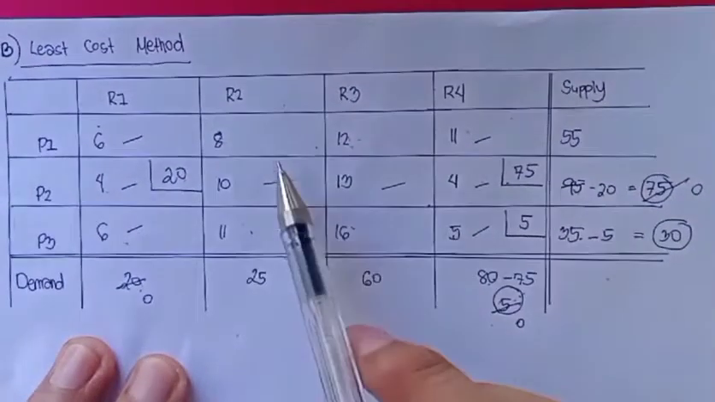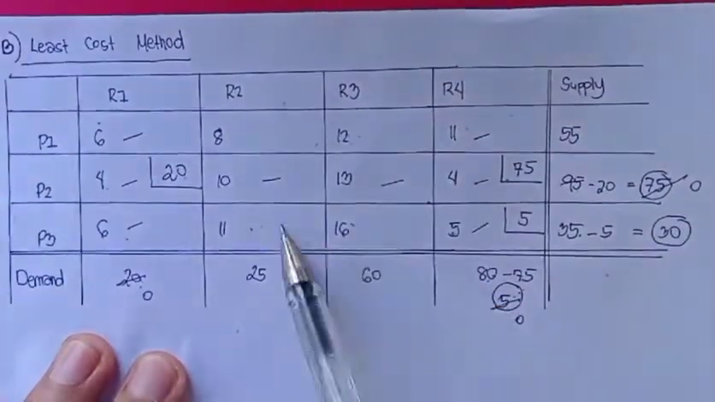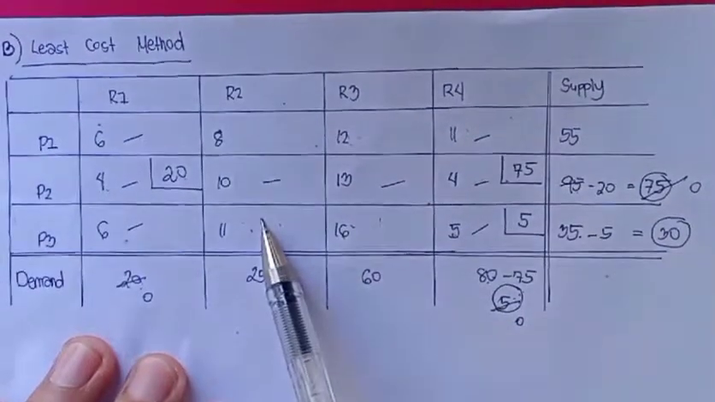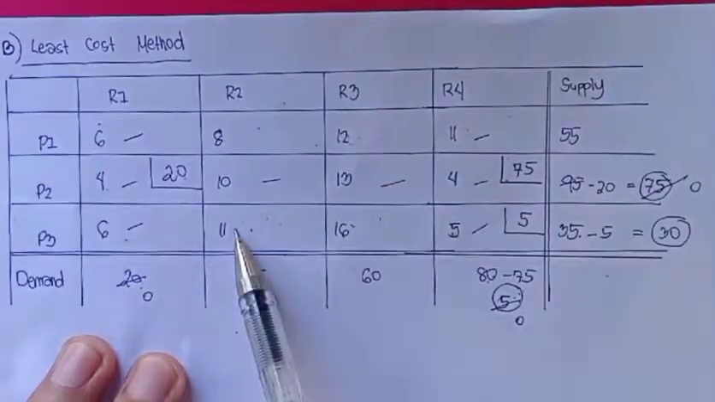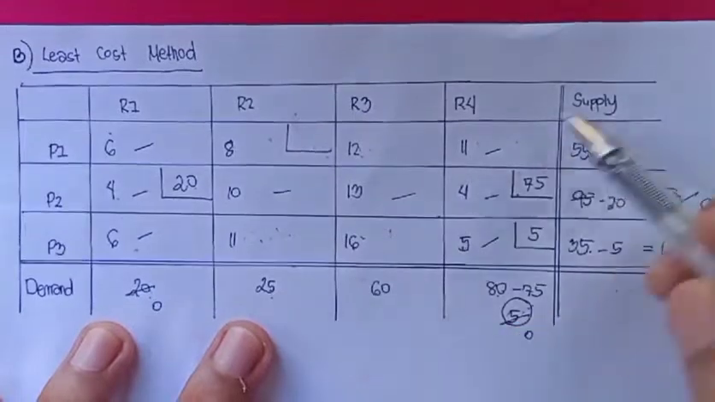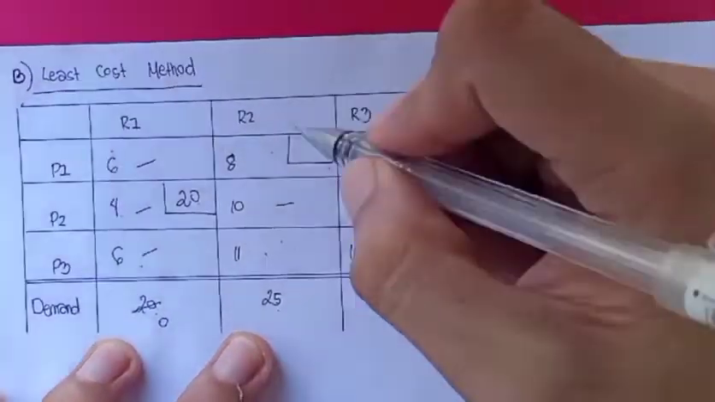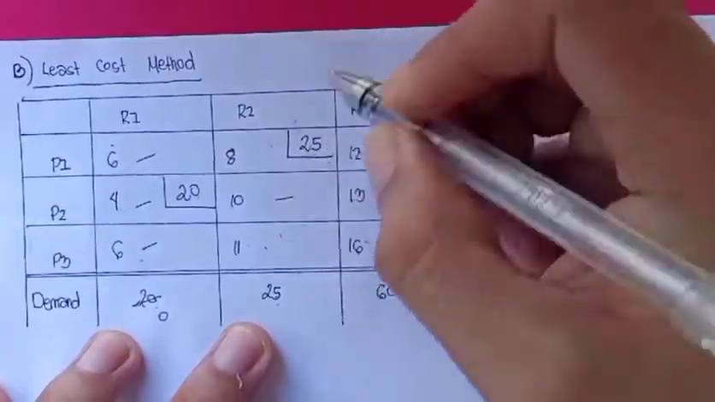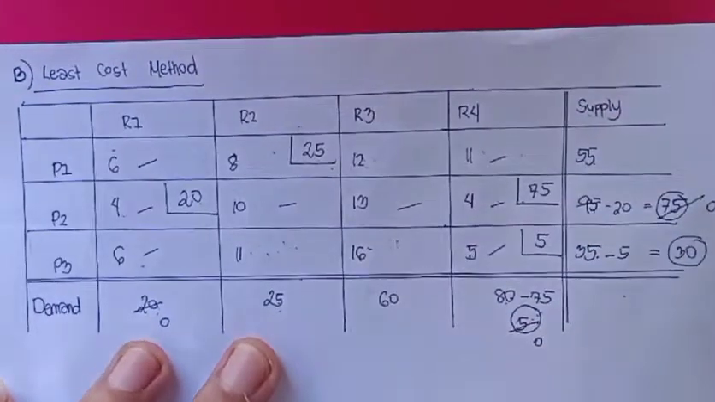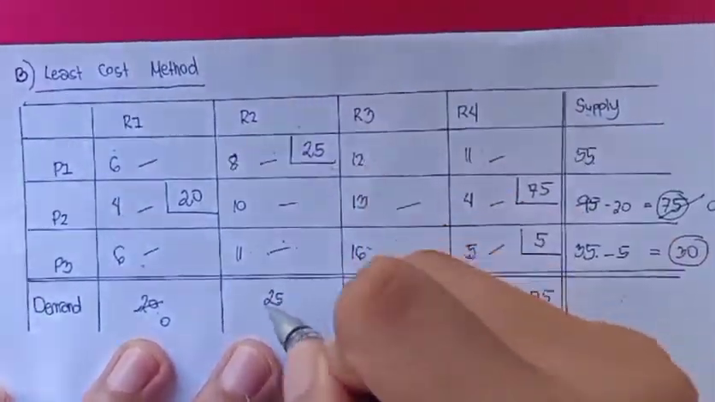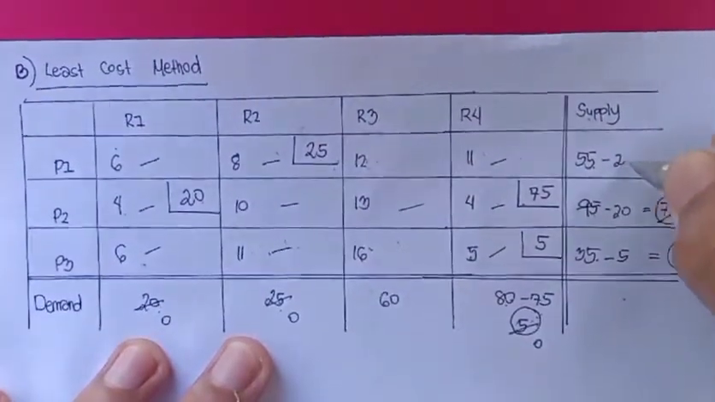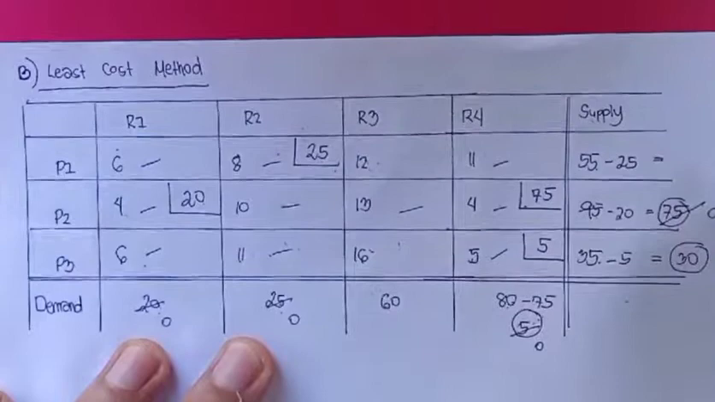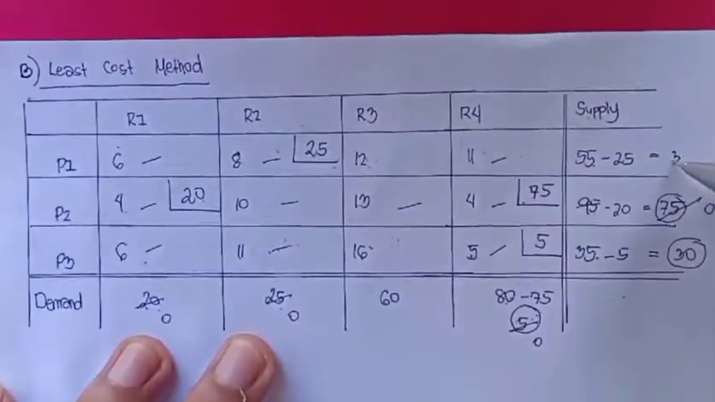Next, we only have 4 cells remaining. And the least transportation cost among 8, 12, 16, and 11 is 8. So in this cell, the demand is 25 and the supply is 55. So the minimum is 25. So we will allocate 25 here in P1R2. And this column is satisfied and we will deduct 25 in the first row. So the remaining supply is 30.